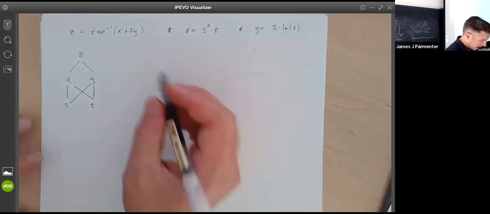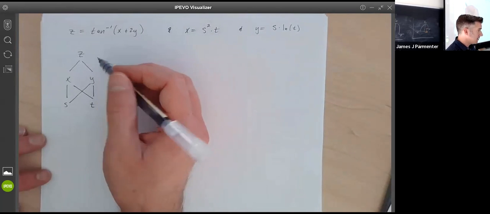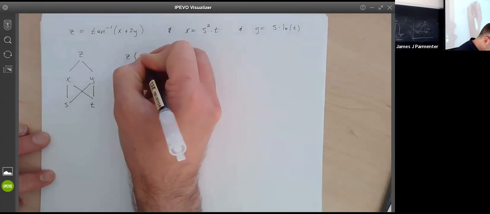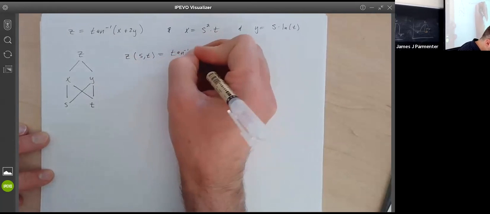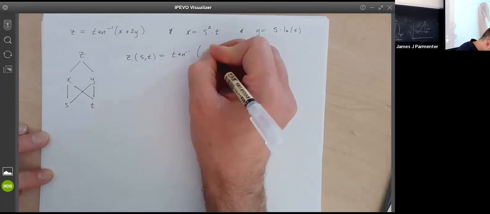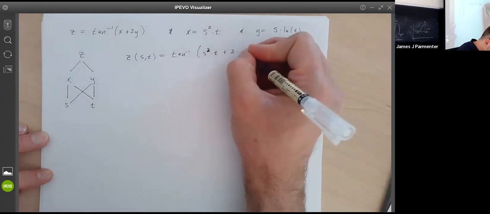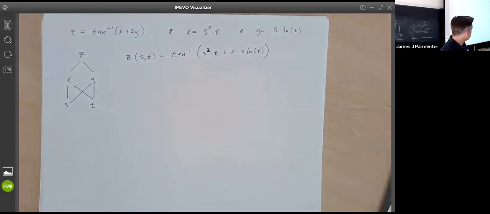So I could, I'm not going to, but I could write z as a function of s and t. Z is some function of s and t. Okay, fine. I said I wasn't going to do it, but I'm totally going to do it. It would be the inverse tangent of x, which is s squared t, plus 2 times y, which is 2 times s times natural log of t. So we could write z as a function of s and t.